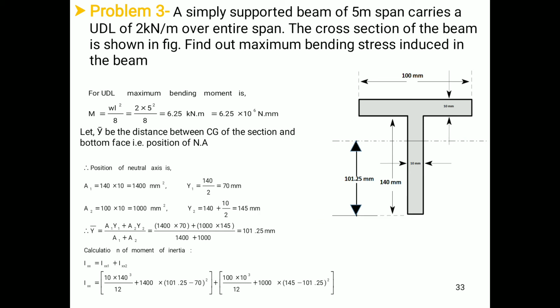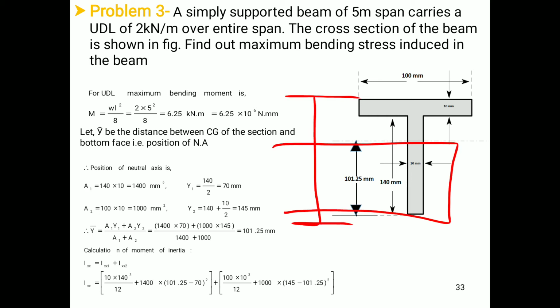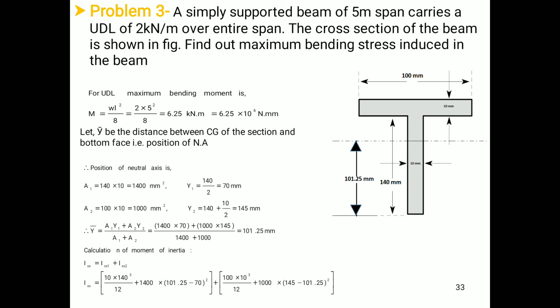Once you know the value of yt, we can easily find out the value of yc also. How to find out the value of yc? Total depth minus this depth will give you the value of yc. Remember that we have total depth equal to 140 plus 10 mm, means 150 mm. So 150 mm minus 101.25 mm will give you the value of yc, the distance of the centroidal axis in compression.